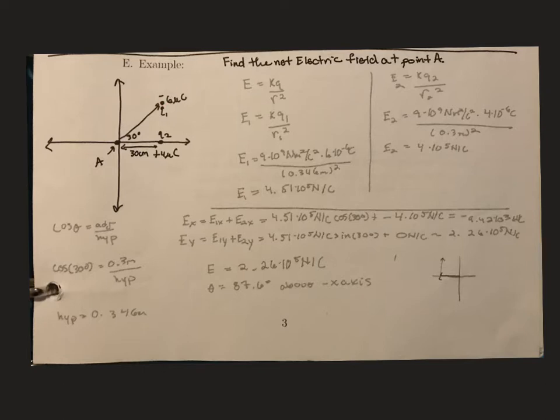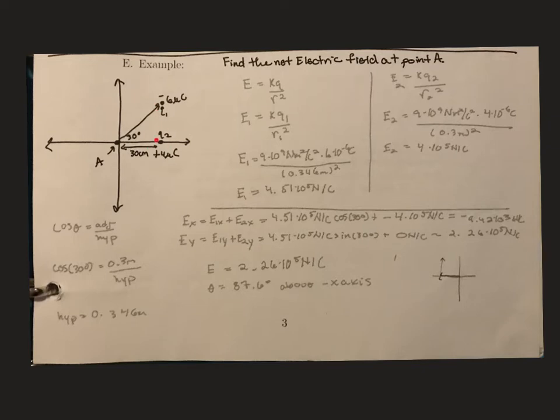And since it's a negative charge, the field lines are going to point towards that charge, so they're going to go through the origin into the first quadrant. So that means our electric field strength is going to have a positive x and positive y component to it.